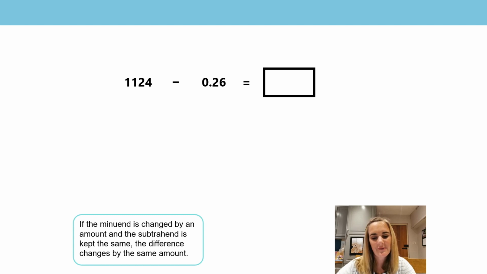Okay, so now I want you to think about our related facts to help you to solve this new calculation. Have you spotted something? Yes, that 0.26 subtrahend is still there, so our related fact is still 1 subtract 0.26. So in that case, we know that 1 subtract 0.26 is 0.74. So how does that relate to that original calculation? Pause the video here and see if you can work out that missing box.